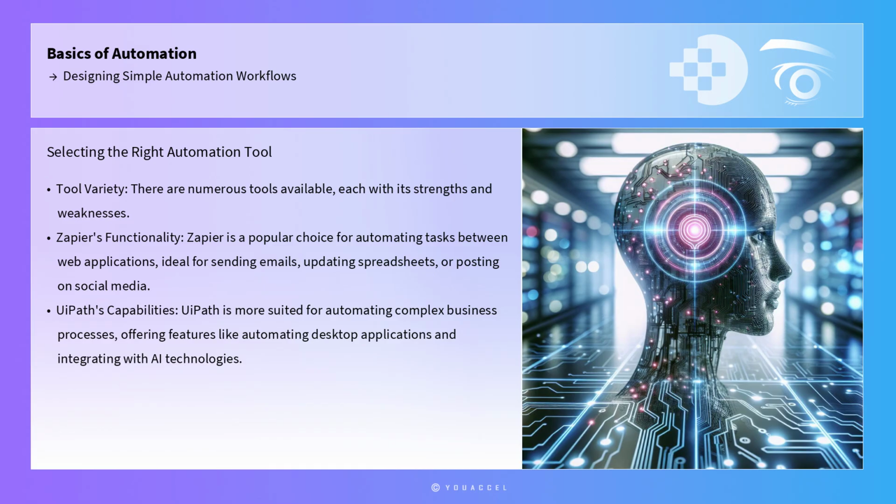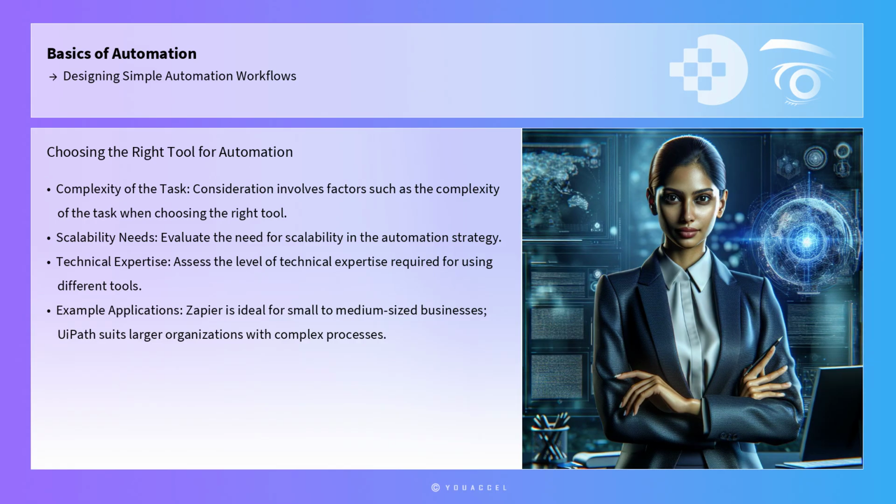Another powerful tool is UiPath, which is more suited for automating complex business processes. UiPath offers a range of features, including the ability to automate desktop applications, scrape data from websites, and integrate with artificial intelligence technologies. Choosing the right tool involves considering factors such as the complexity of the task, the need for scalability, and the level of technical expertise required. For example, Zapier requires minimal technical knowledge and is ideal for small to medium-sized businesses. In contrast, UiPath may be more suitable for larger organizations with complex processes and the resources to support a more sophisticated automation strategy.